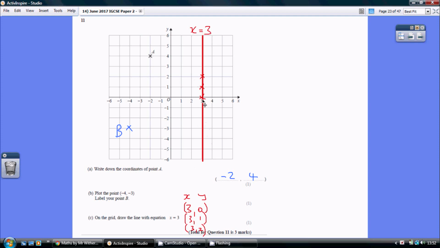So let's take these 3 points here, for example, that coordinate is 3, 0, that one is 3, 1, that one is 3, 2. 3, 0, 3, 1, 3, 2, and you can see consistently the x coordinate equals 3. So that is the line x equals 3.